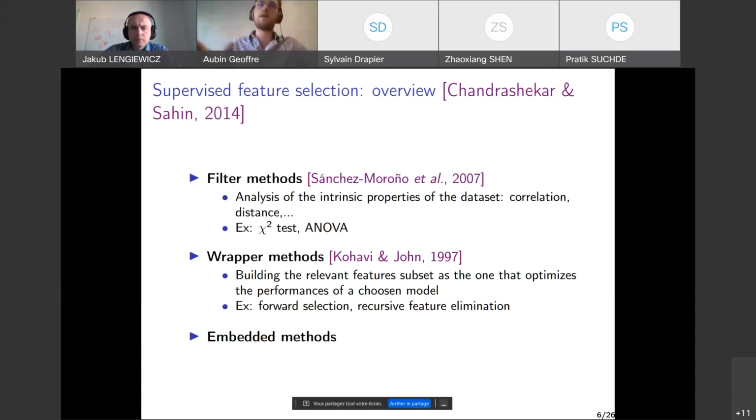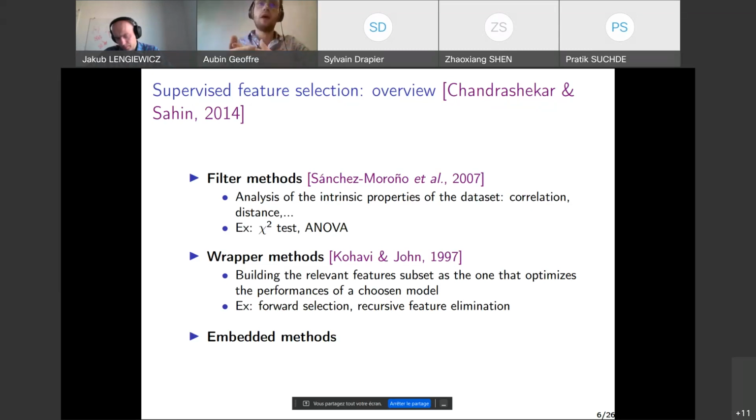The wrapper methods are quite different because they use an additional learning method, and the idea is to build the relevant feature subset as the one that optimizes the performance of the model we have chosen. So for example, we can use a classifier and analyze its performance depending on the subset we have chosen.